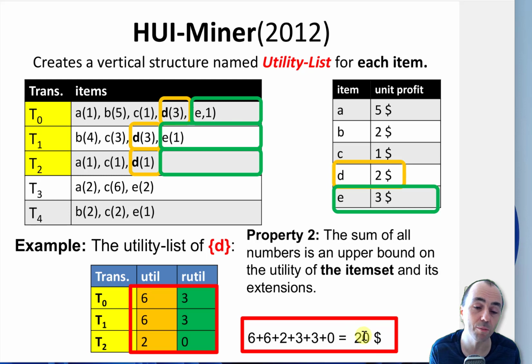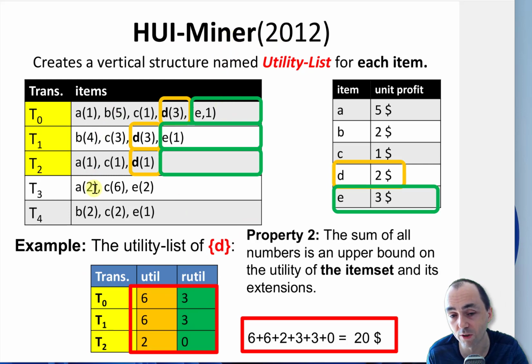So if you want to find the patterns that make at least $50, then you don't need to look at D or anything that starts with D. You will save a lot of time for the algorithm. Okay, so this is the basic data structure in HUI-MINER.